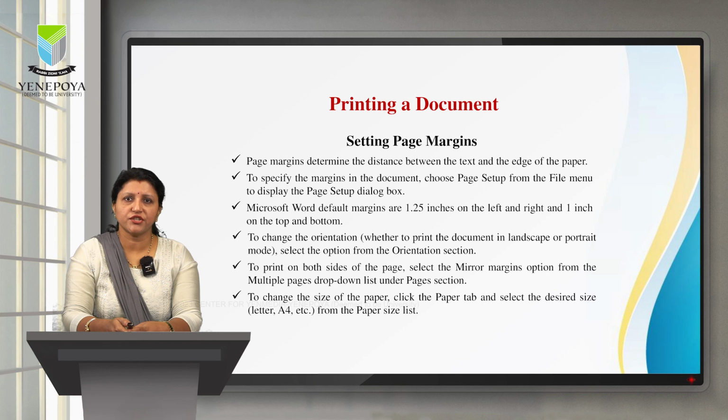To change the orientation, there are two types. We can make it in portrait mode or we can make it into landscape mode. We have that option from the orientation section. To print on both sides of the page, we can select the mirror margin option from the multiple page drop down list under pages section. To change the size of the paper, click the paper tab and then select the desired size like A4 size or A3 size from the paper size.